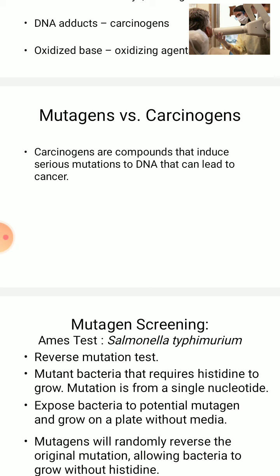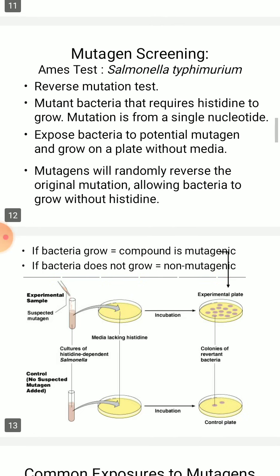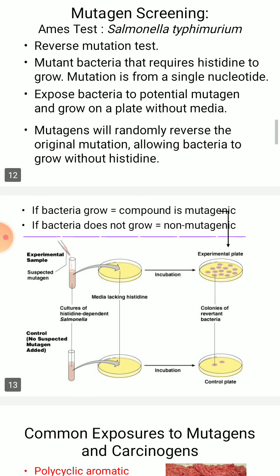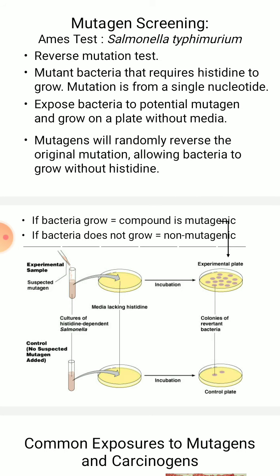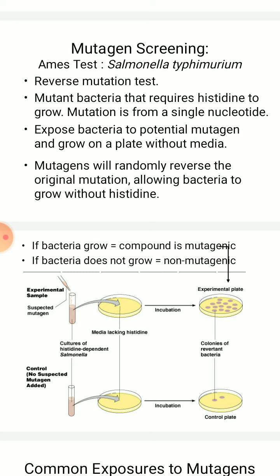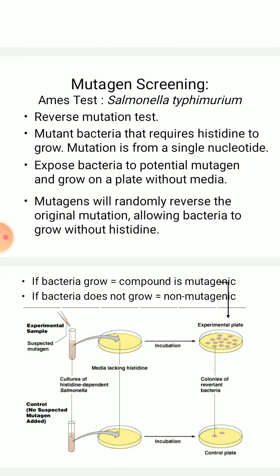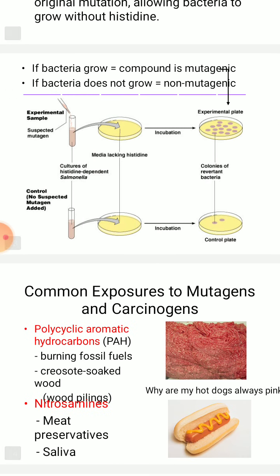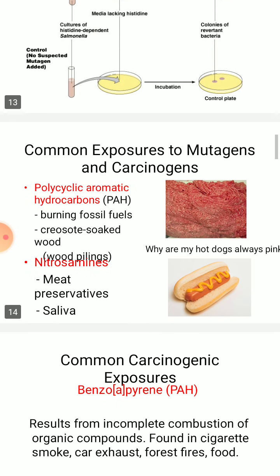Mutagens versus carcinogens. Carcinogens are compounds that induce serious mutations to DNA that can lead to cancer. Mutagen screening uses Salmonella typhimurium in the reverse mutation test. Mutant bacteria require histidine to grow. The mutation is from a single nucleotide. Expose bacteria to a potential mutagen and grow on a plate without histidine. Mutagens will randomly reverse the original mutation, allowing bacteria to grow without histidine. If bacteria grow, the compound is mutagenic. If bacteria do not grow, then the compound is not mutagenic. The following diagram will elaborate the whole procedure.